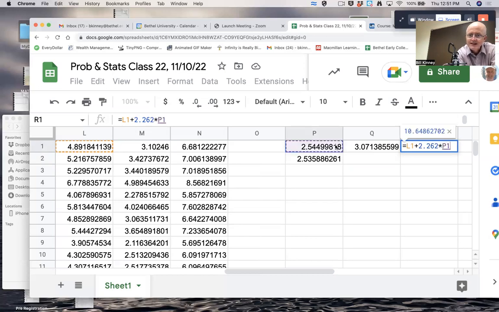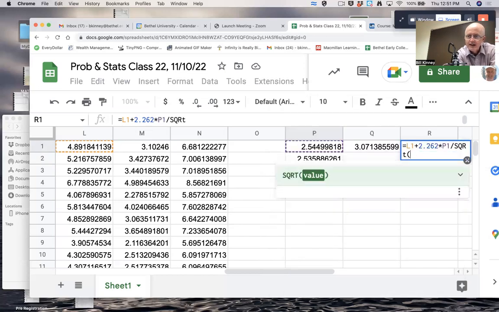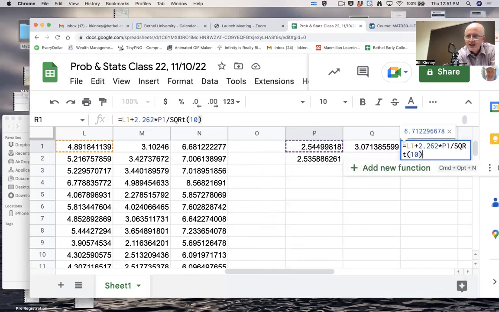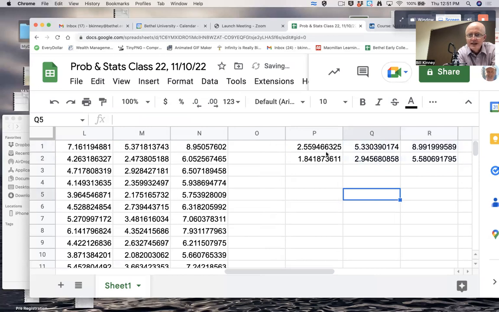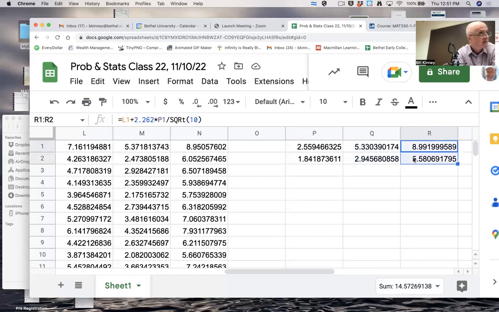There's my value of S divided by square root of 10. And things will change again. So again, column P is the S values. Based on those S values, we get a left endpoint and a right endpoint.